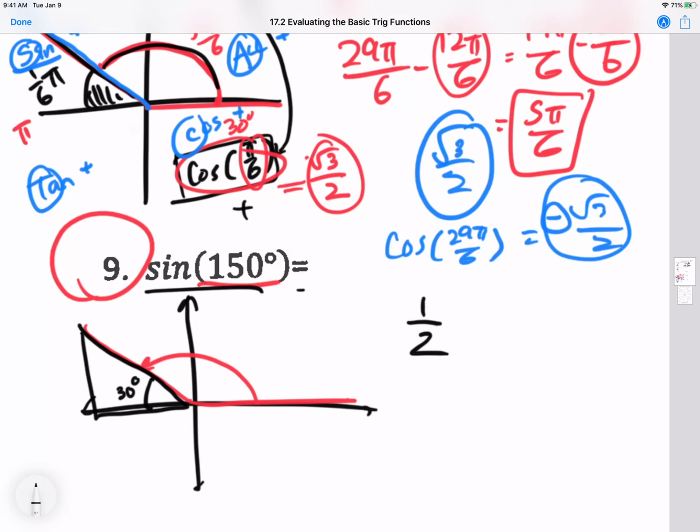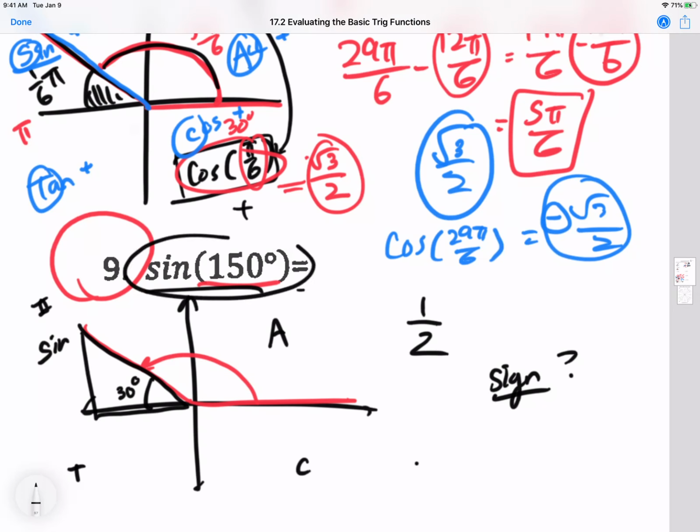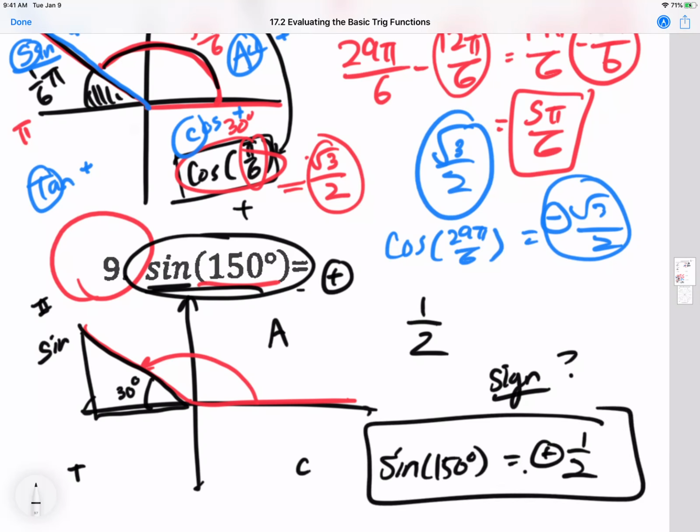What's the other thing that we have to worry about? The last thing we always have to worry about is what is going to be my sign. Is it positive or negative? That's basically what it comes down to. A, S, T, C once again. I'm in the second quadrant, so only sine is positive. So therefore, this value, which is the trig function sine, is ending up being positive. So my final answer, sine of 150 degrees, is 1/2, and it's also going to be positive value.